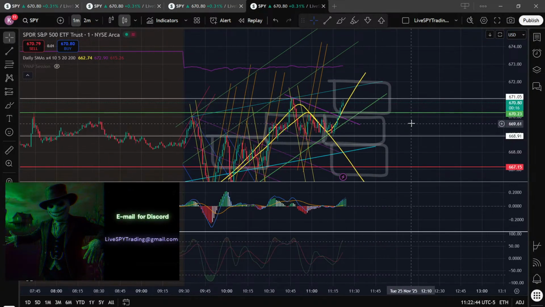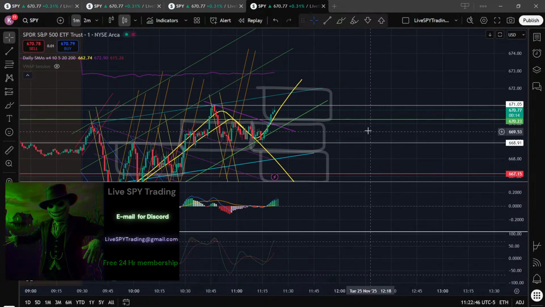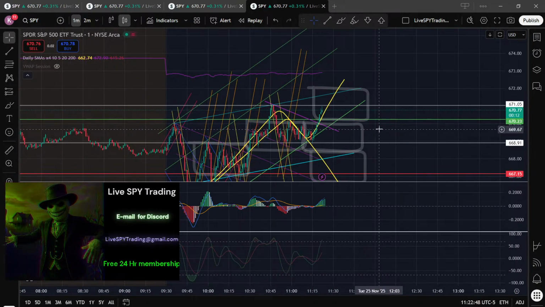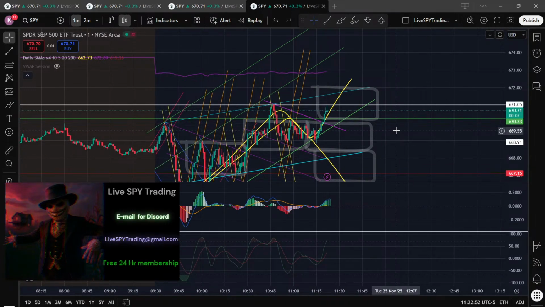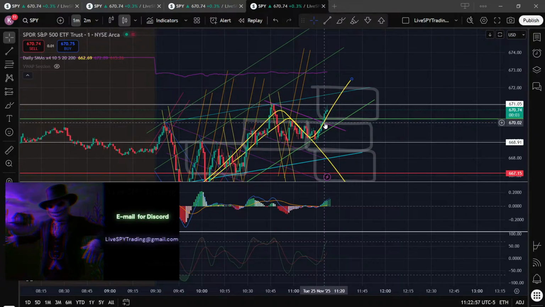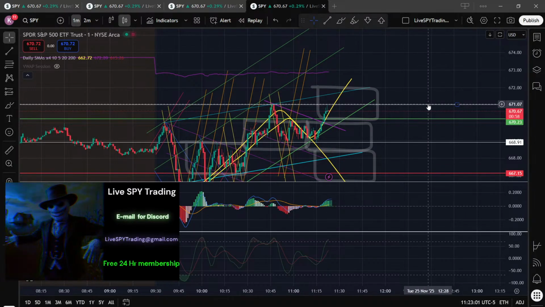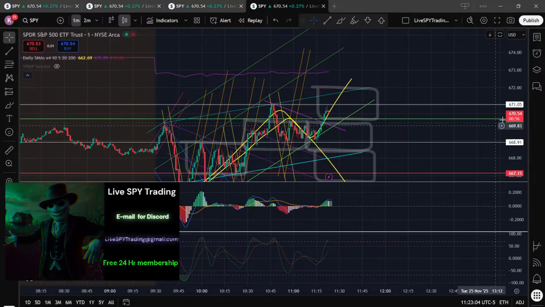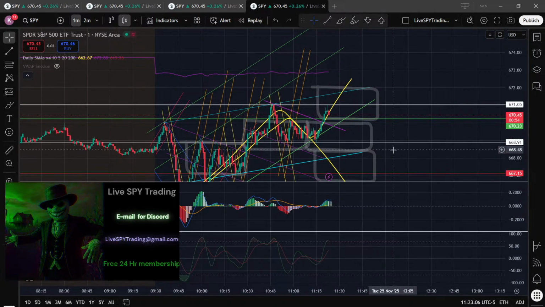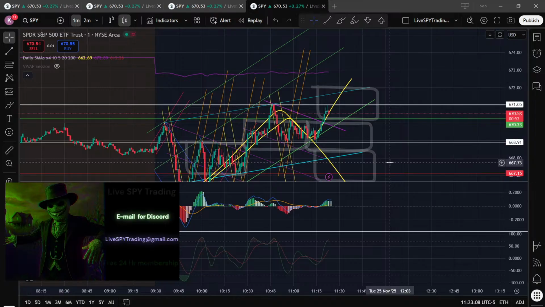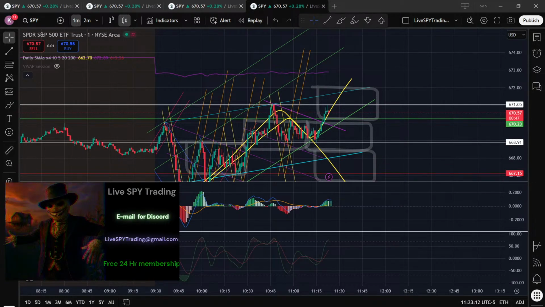Exactly to the target, right? So this is how we can, you know, I'm not saying I know exactly where the price is going to go, but we have probabilities. We know if we can break purple, we're most likely looking at, why do you think I marked out high of day at 7105? Everything just happened exactly as we expected it.